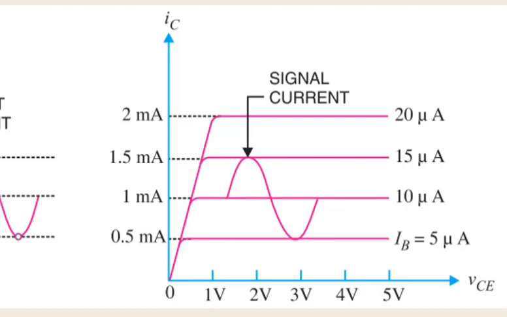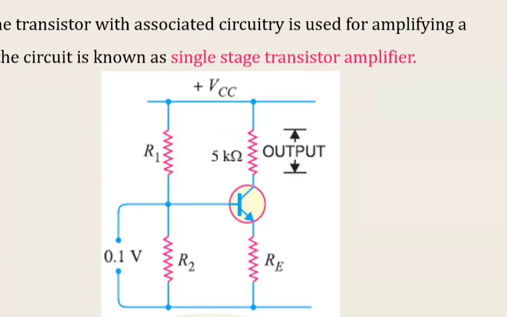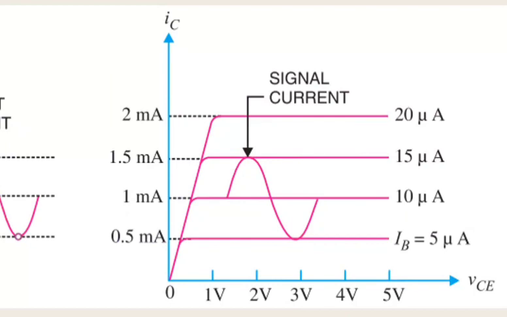Okay, so here we have given 0.1 volt. Then the output load resistance is 5 kilo ohm. So what will be the output voltage? What will be the output voltage? Here we have the current range between 0.5 milliampere and 1.5 milliampere.